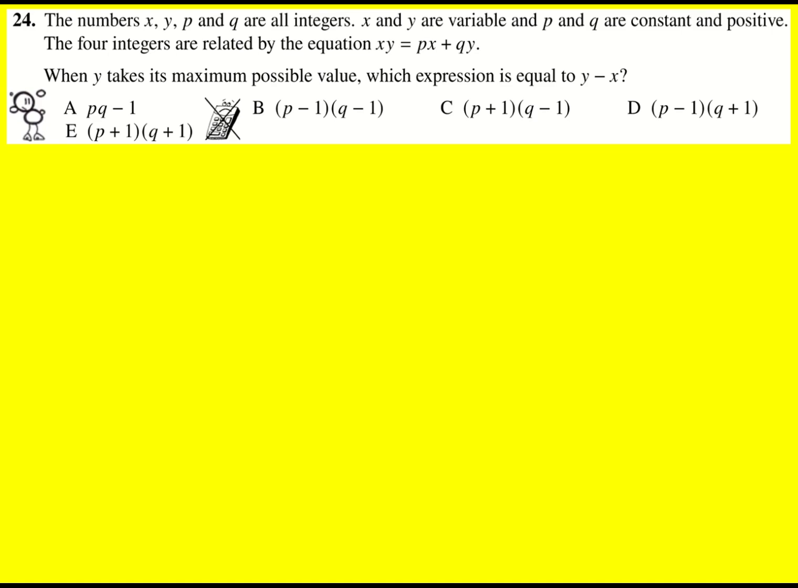All right, we're near the end of this challenge, and this is when you get these sorts of questions that you've never seen before. There's no way that you could really prepare for this. You've just got to look at it and try and think about how to deal with this. We're interested in when y takes its maximum possible value, and then what expression is equal to y minus x. And we have four integers. x and y are variables, p and q are constants.